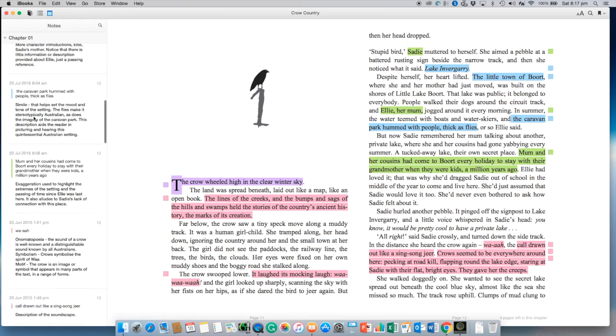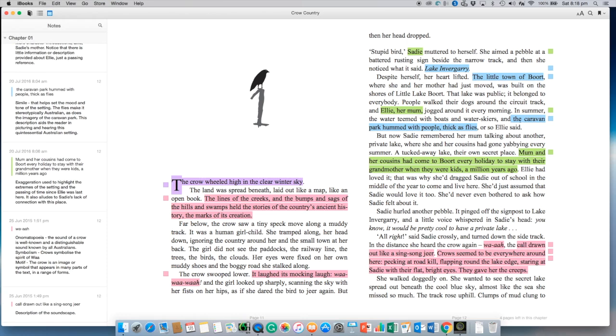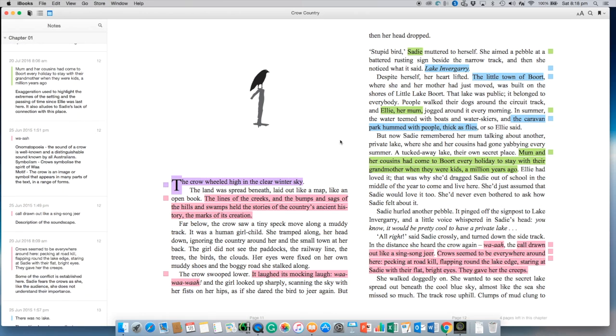We continue with more of this sort of description of the land, of the location. "The caravan park hummed with people, thick as flies," also Ellie said. And these are part of her memories, and this is the world that she remembers of Bort, and she remembers how popular and busy it was. And we'll see if this is how it is today as the story unfolds.